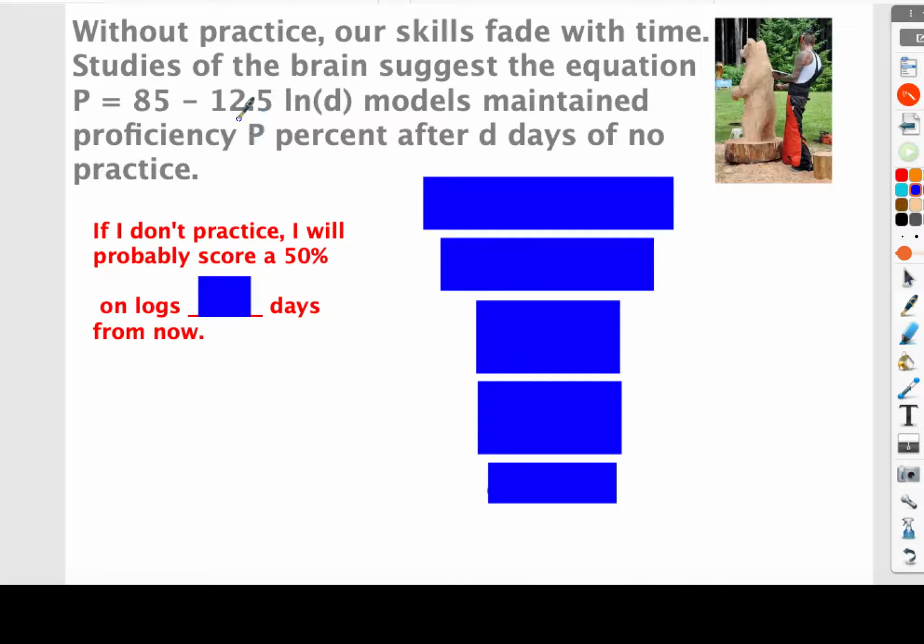Again, in a real world problem. Again, these are a little bit contrived, but here's one example of where you might use a logarithm. A research study had been done. P equals 85 minus 12.5 times the natural log of D was a model to figure out the proficiency P percent after D days of not practicing something. So if I don't practice for how many days, I'll lose a certain percentage of what I remember about that subject. That's why your math teacher tells you, keep doing your math. Take math every year. If you stop using it, you're going to forget it.